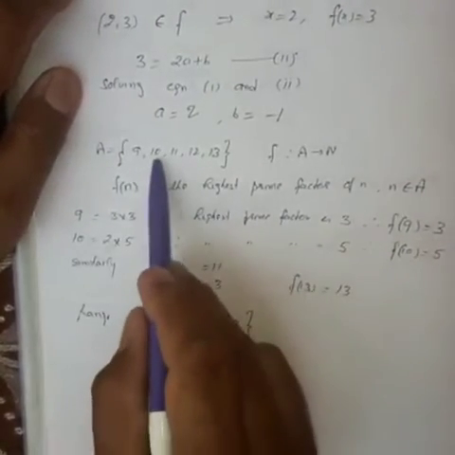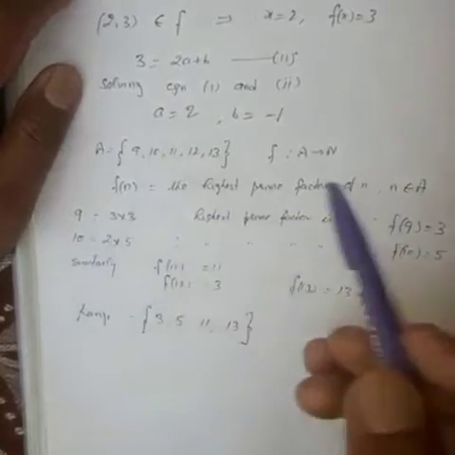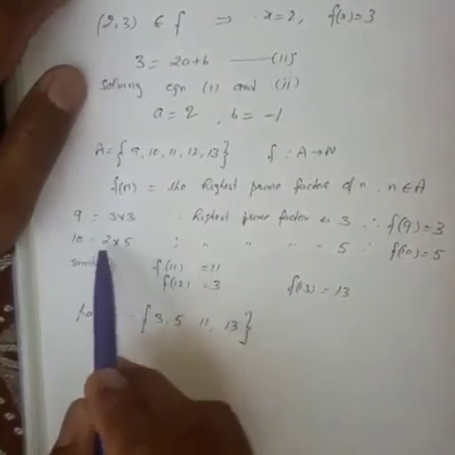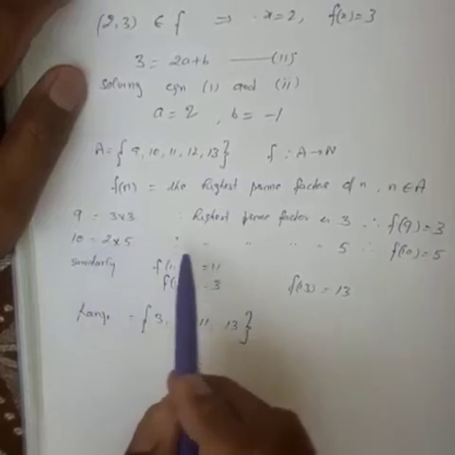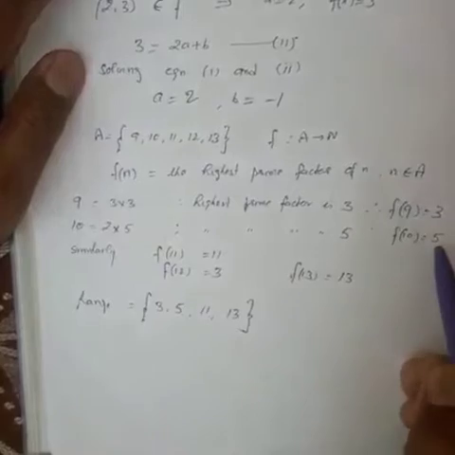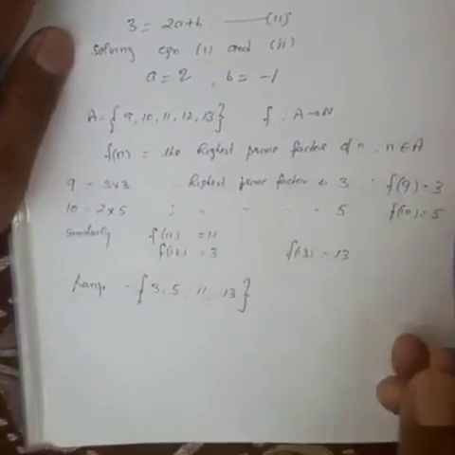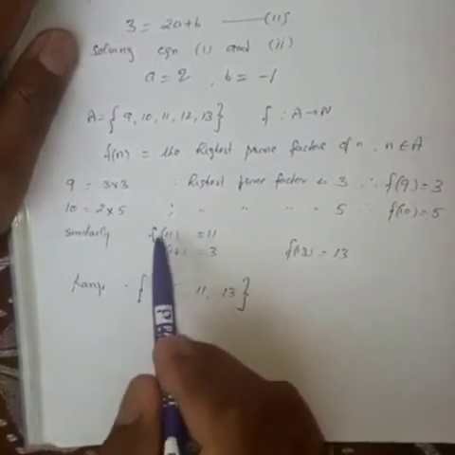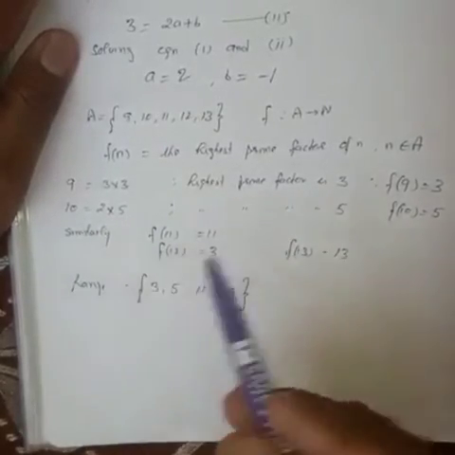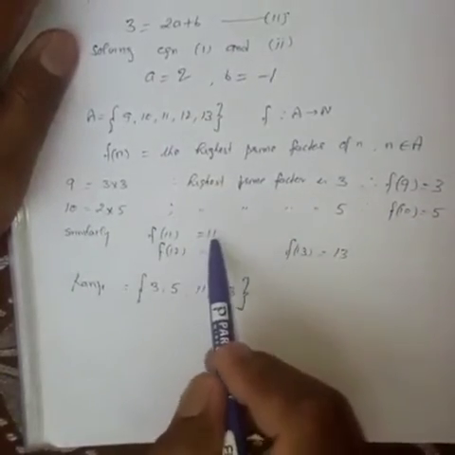Similarly, you consider the next element, 10. We will find the image of 10. Now you find the prime factors of 10. It is 2 into 5. Now what is the highest among them? So 5 is the highest prime factor. It means the image of 10 is 5. So similarly, we can find the image of 11. f(11) is 11. For 11, the prime factorization will be 11 into 1. So the highest prime factor is 11.